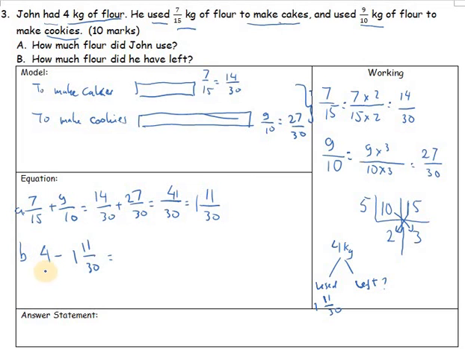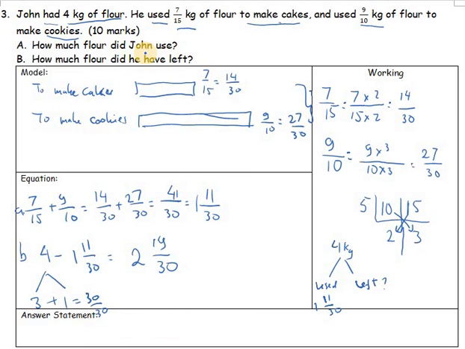As always, we can set 4 as 3 plus 1. What is 1? 1 is 30 out of 30. Let's deal with the whole number first. 3 minus 1 is 2, and then 30 out of 30 minus 11 out of 30 is 19 out of 30. So this is how we get the answer, and then you just write down the answer statement.